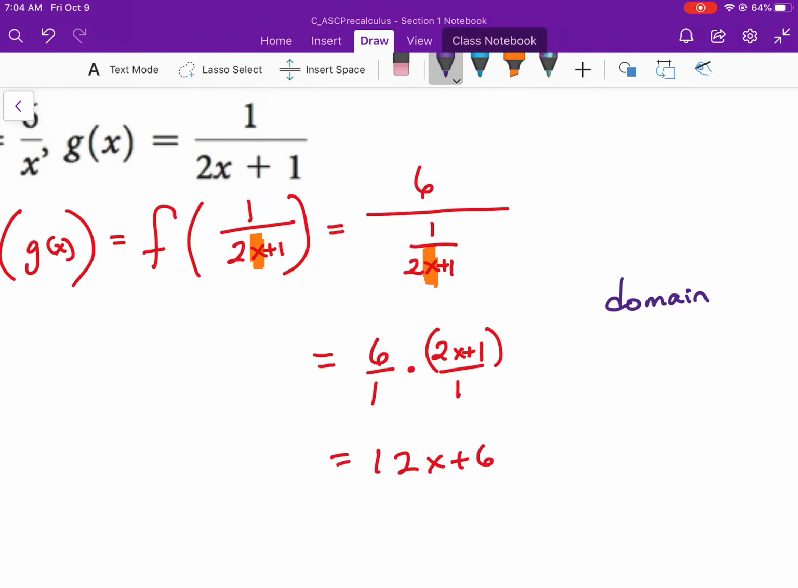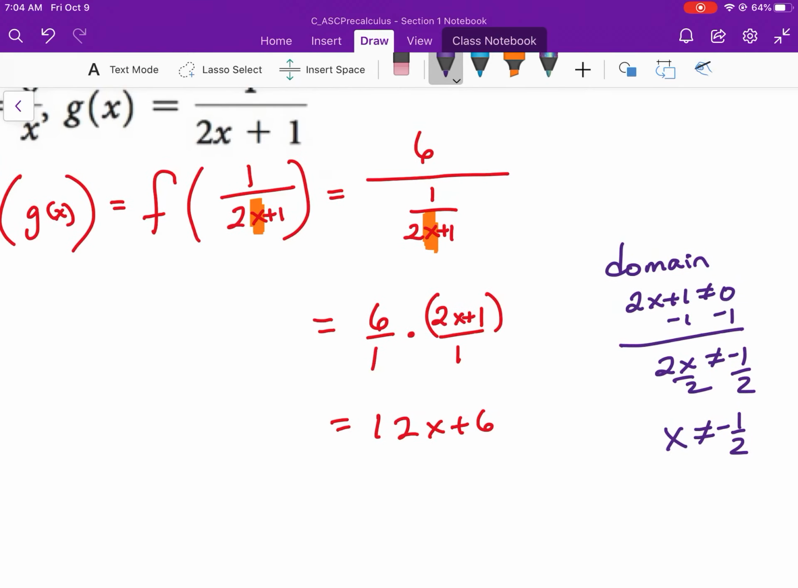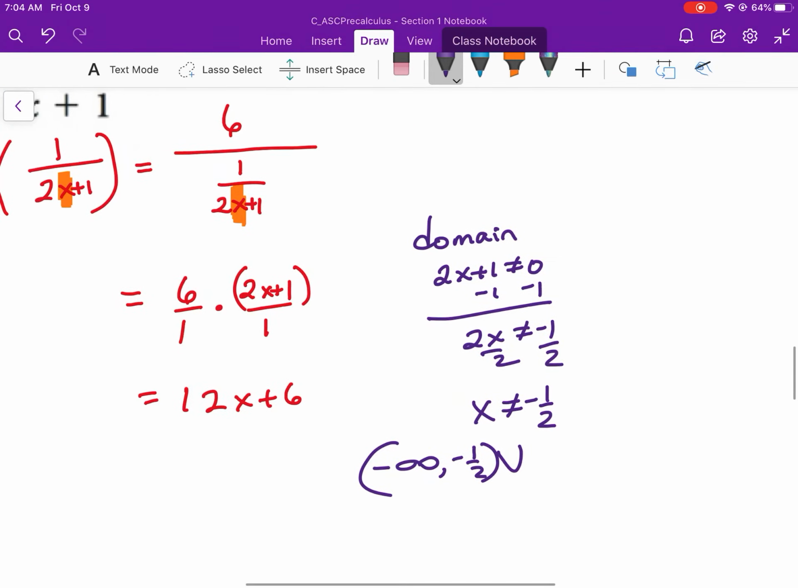So when I'm working on domain, I have to look, and I know that 2x plus 1 can't be 0. So I subtract 1, and I get 2x can't be negative 1. Divide by 2, x can't be negative a half. Okay? So I look through, and I don't see anything else in my denominator. So I say negative infinity to negative 1/2, union negative 1/2, comma, infinity.